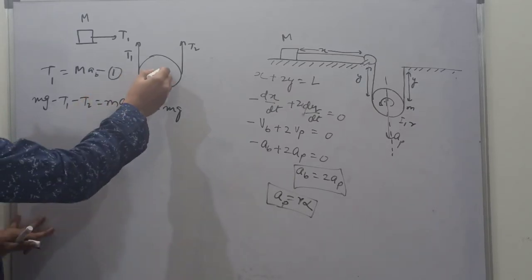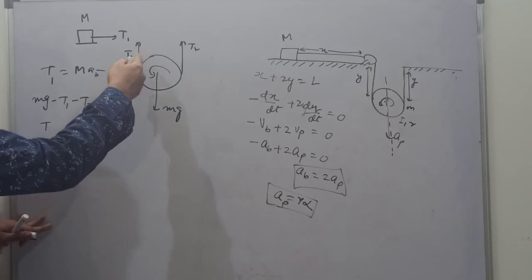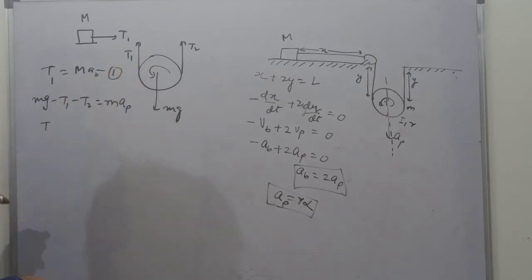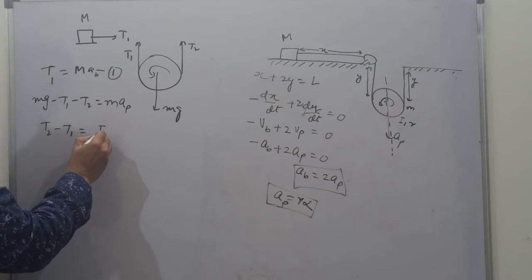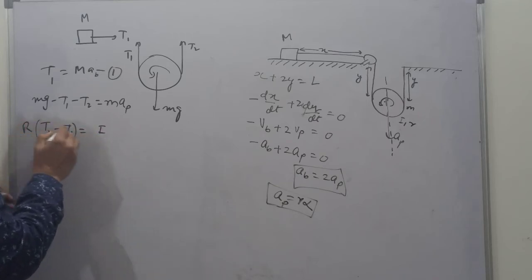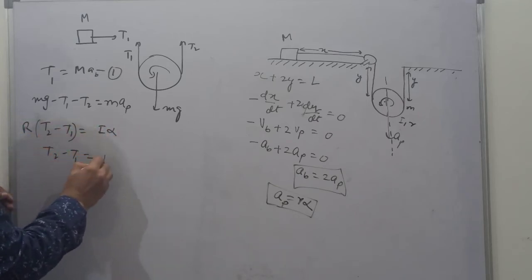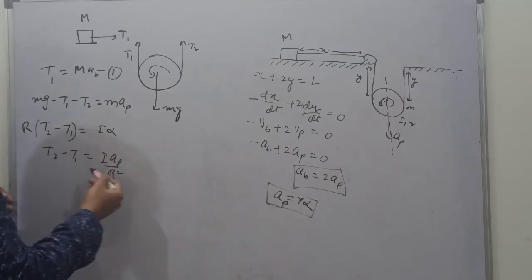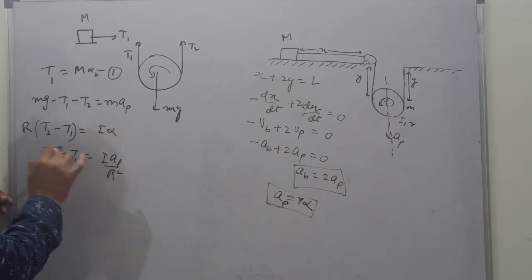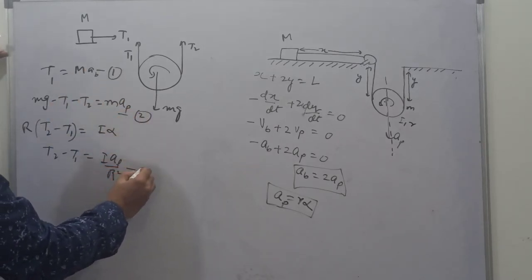Now rotate this. This will rotate and go down as well. So I am writing, this will rotate like this. So what will I write? I will write T2 minus T1 into R is equal to I alpha. Or you can say T2 minus T1 is equal to I times acceleration of the pulley upon r square. I have replaced alpha here. So I am getting this. So equation 1, equation 2 and equation 3.